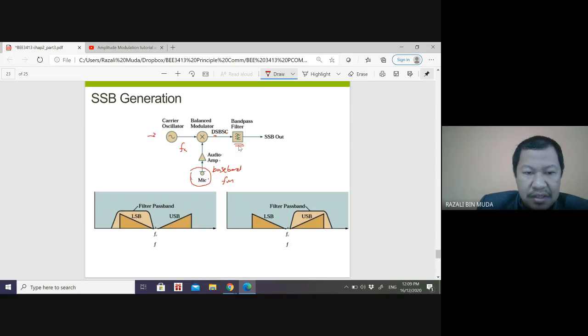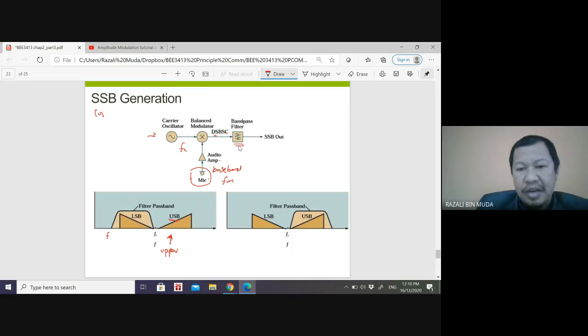Here the first is the band pass filter. This band pass filter removes the lower sideband. So the output has only the upper sideband signal. You have a single sideband signal. This is the upper sideband.